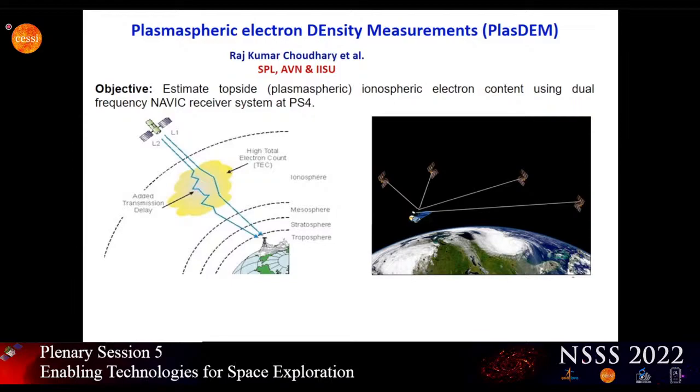There are only very little measurements of the plasmaspheric electron density because, for example, ionosonde doesn't go above the peak, and otherwise there are incoherent scatter measurements. So the observations are very limited. The basic concept is the same as what you are doing on the ground. But the challenge here is to have a NAVIC receiver in the PS4 and to measure with sufficient accuracy the plasmaspheric electron density.